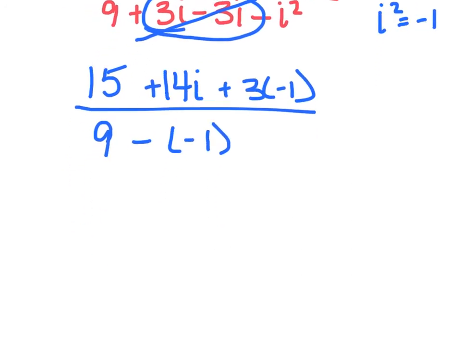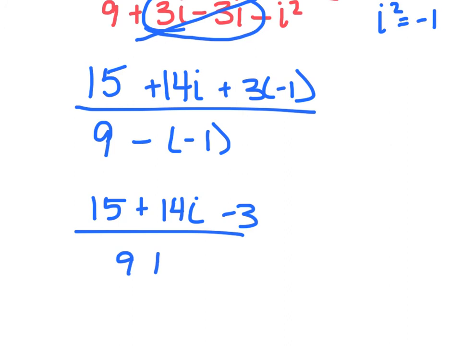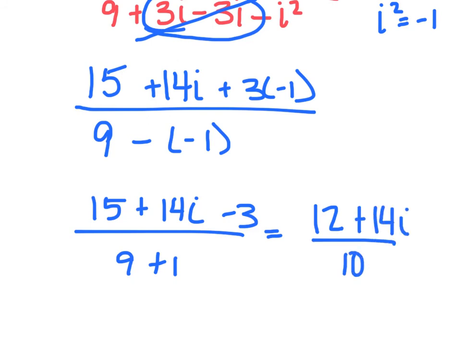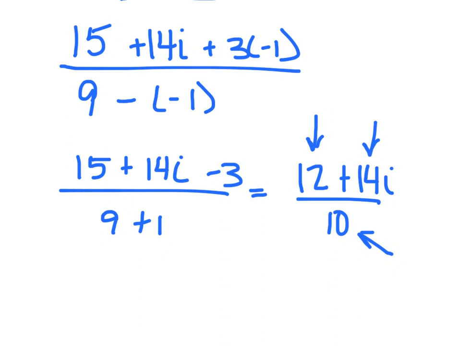Alright, almost done. So I have 15 plus 14i minus 3 over 9 plus 1. And then the answer is going to be 12 plus 14i over 10. And oh, not final answer just yet. I can divide 12, 14, and 10 all by 2. So I'm going to go ahead and do that just to get a fully simplified answer. So 6 plus 7i over 5.